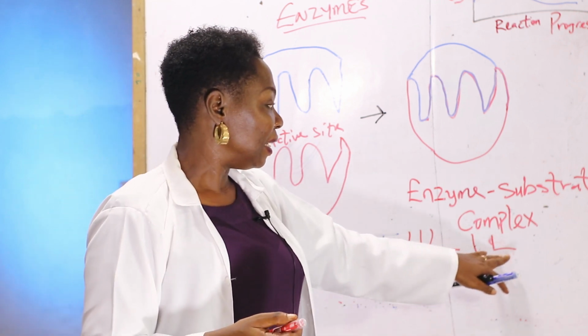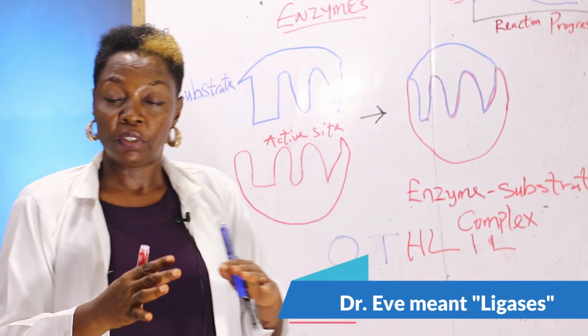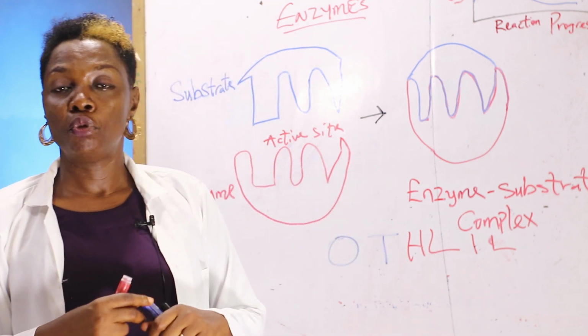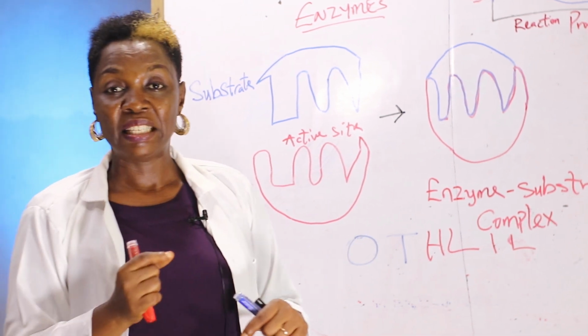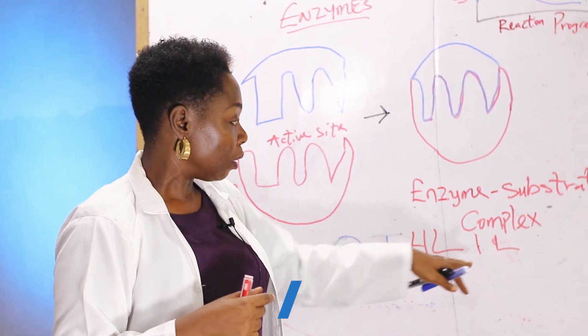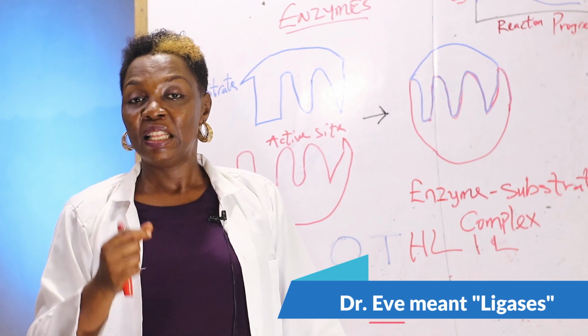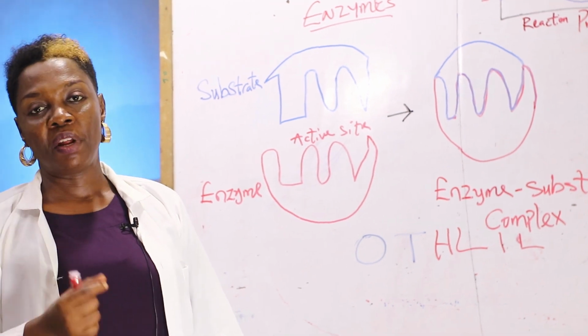Then you have the ligases. Now, this class of enzymes, they're involved in splitting or breaking or adding of substrate groups. But this class of enzymes make use of ATP. So you can also call these ligases synthetases because they require ATP for their reaction.